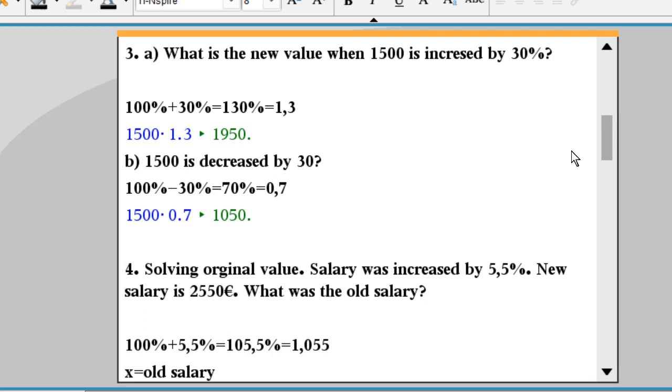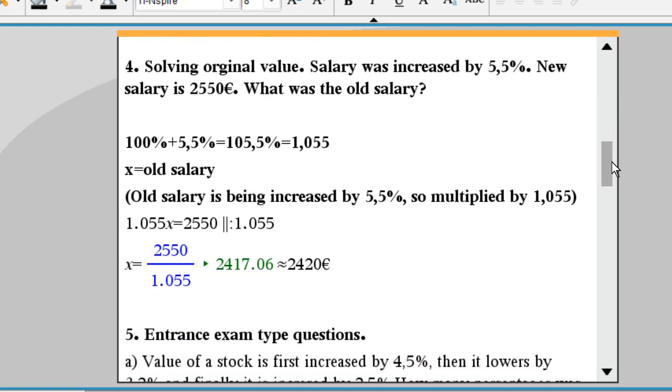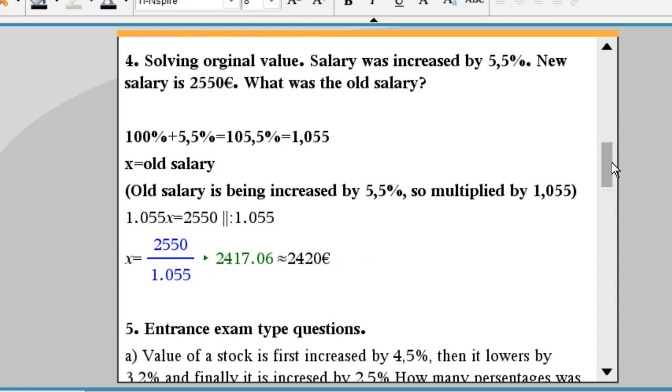Now these 4 and 5, these are more exam type questions, what one could find. 4 is when we are trying to find an original value. So we know the new value and we know how much the old value has changed, and we are looking for the old value. So salary is increased by 5.5%, and we know the new salary, it's given.